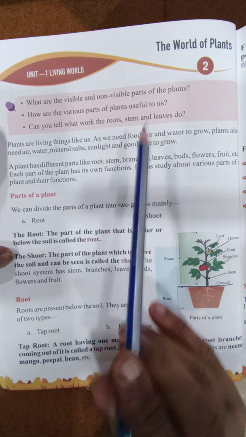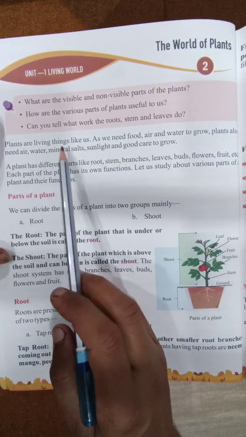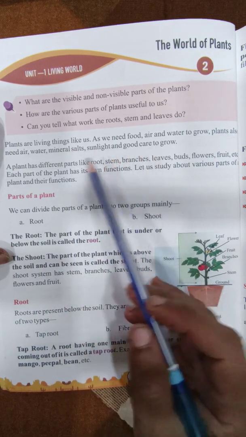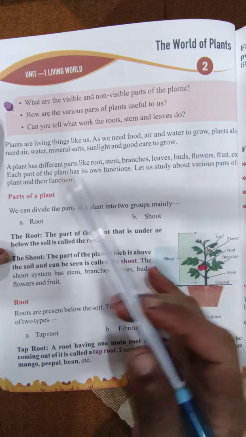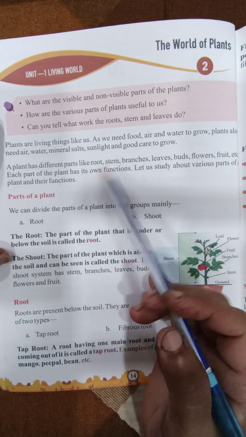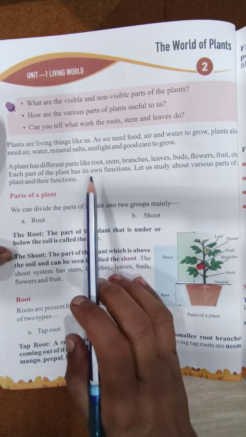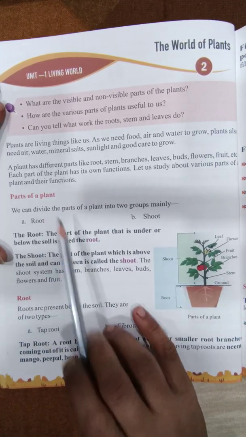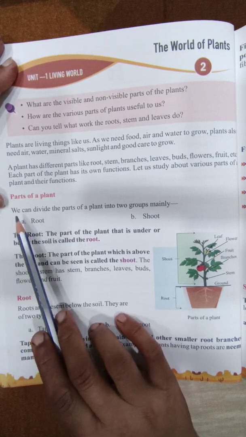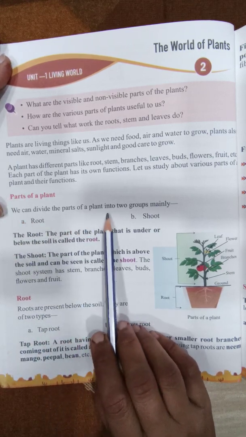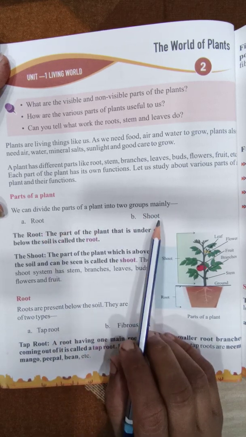So, as we have learned in our previous lecture, plants are also living things and they also need food, air and water to grow as we need. In this lesson, we will learn the different parts of the plant. So, come to that point. We can divide the parts of the plant into two groups mainly, root and shoot.